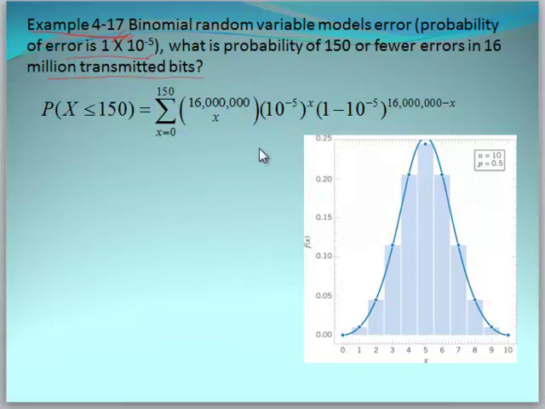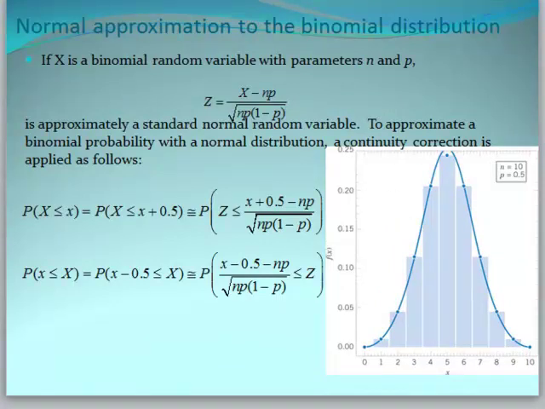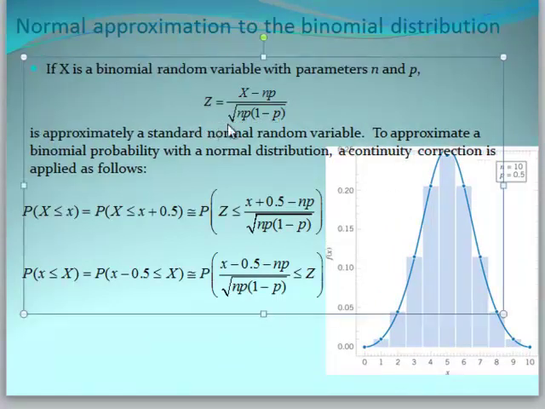So the idea here is that this binomial distribution can actually be approximated by the normal distribution, and you can see right here that they can approximate one another. And if that's the case, then if we know the parameters n and p for that binomial random variable, we can figure out the z-score by just using this formula, and then we can figure out probabilities by plugging values into these formulas.